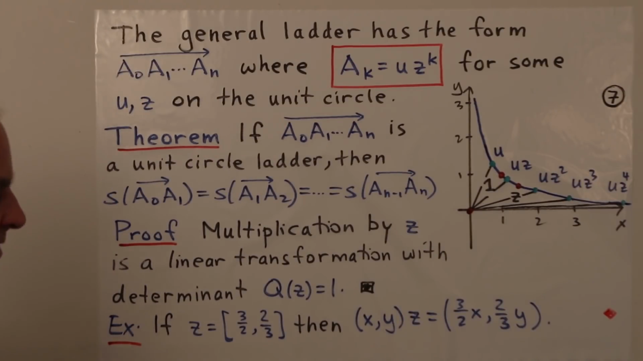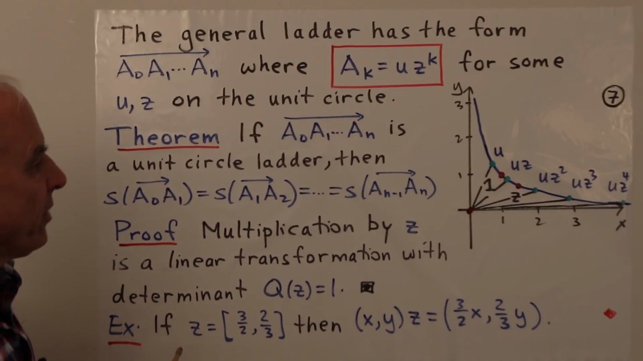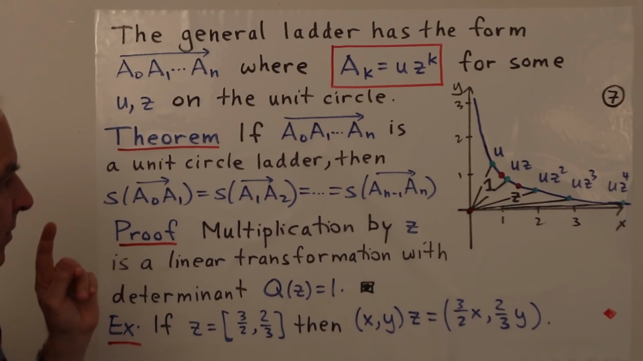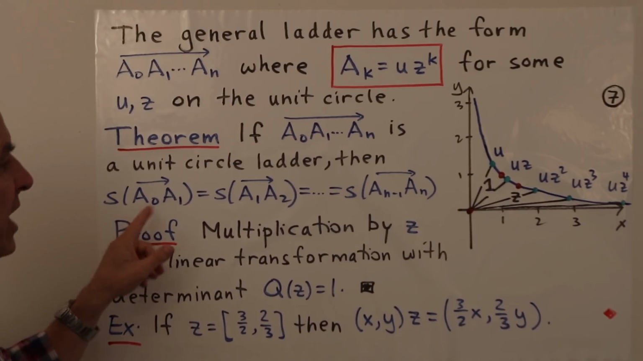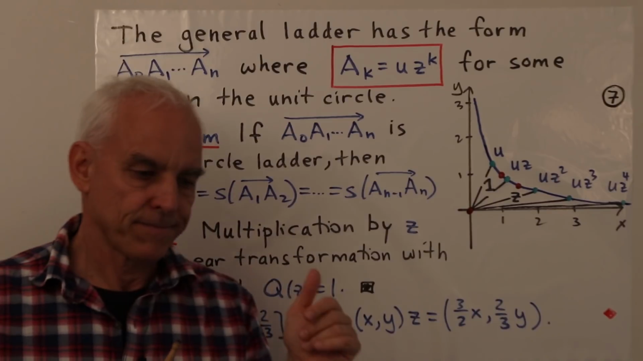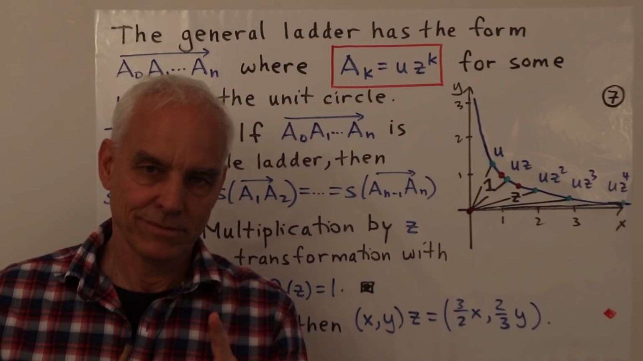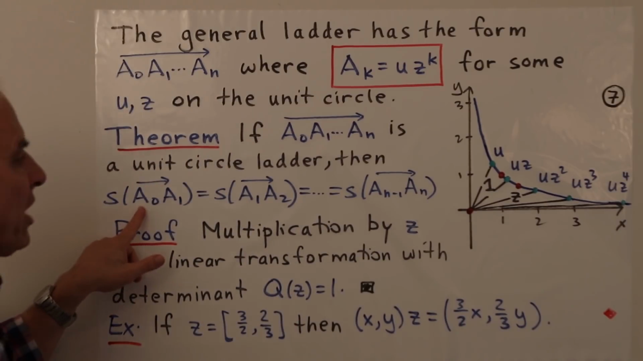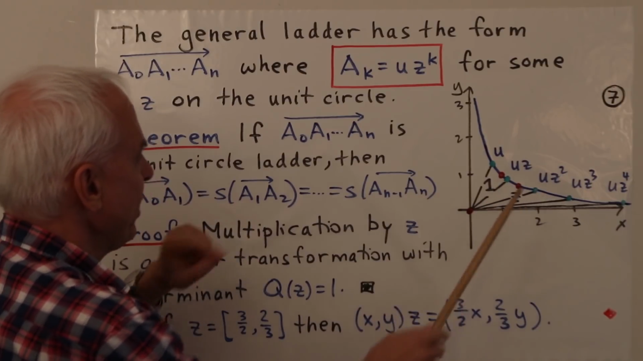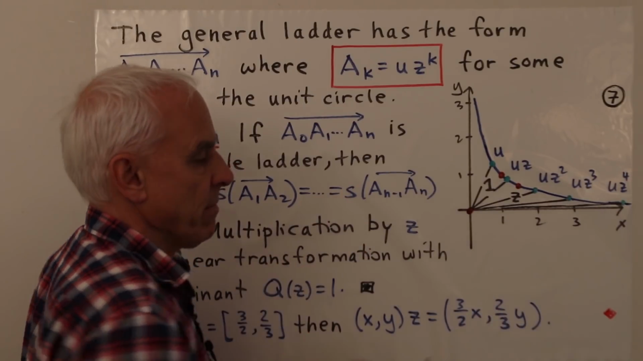Okay, so here then is an important theorem that if we have such a unit circle ladder of this kind, so A0, A1 up to AN, then what happens is that the signed areas of each of the individual oriented edges of this spline are equal. Okay, so the signed area A0 to A1 equals the signed area of A1 to A2 equals the signed area all the way up to the A sub n minus 1 to A sub n.